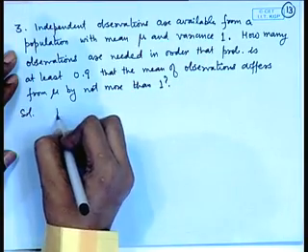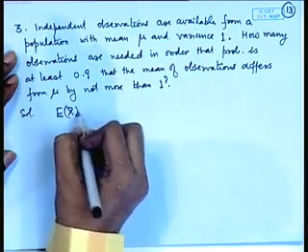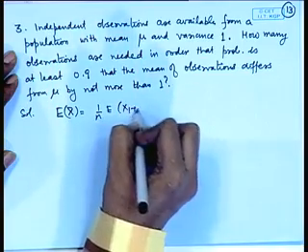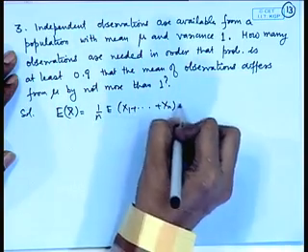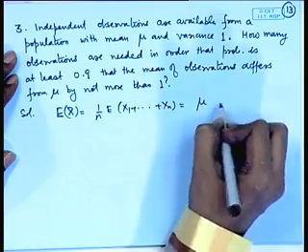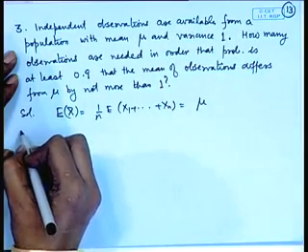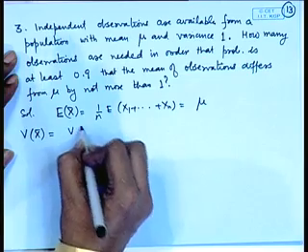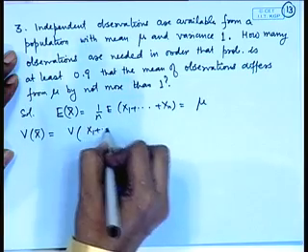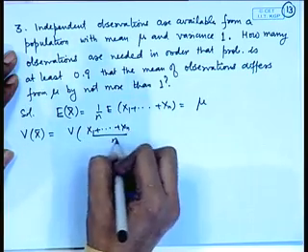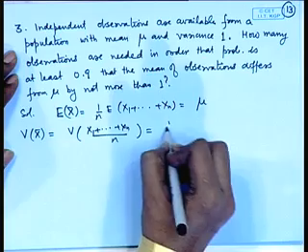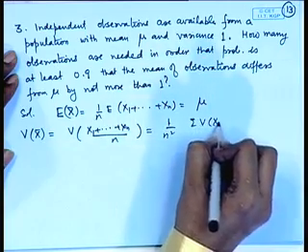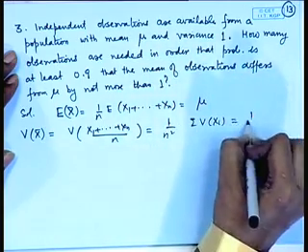So, if we are looking at the expectation of x bar, that is equal to 1 by n times the expectation of x 1 plus x 2 plus up to x n, that is equal to mu. If we are looking at the variance of x bar, that is the variance of x 1 plus x 2 plus up to x n, divided by n, then it is equal to 1 by n square times the sum of the variances of x i. Each of these is 1, so it becomes 1 by n.